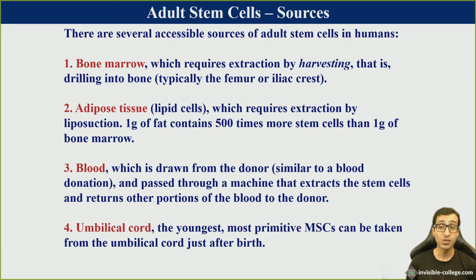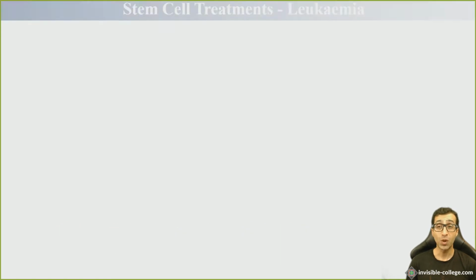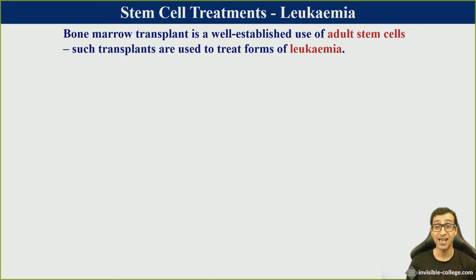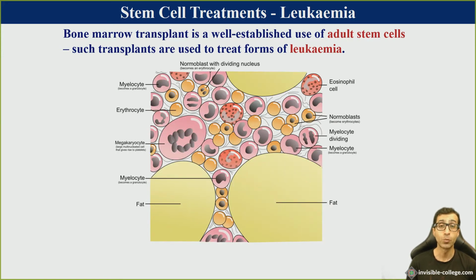Now, the youngest, most primitive MSCs can be taken from the umbilical cord just before birth. So there are many different applications of stem cells which potentially can be used for therapeutics in medicine. One such application is leukemia. Now, bone marrow transplant is actually a well-established use of adult stem cells, and these types of transplants are typically used to treat various forms of leukemia.